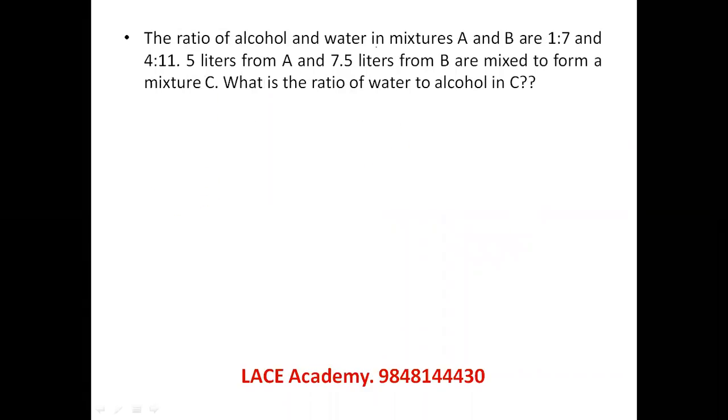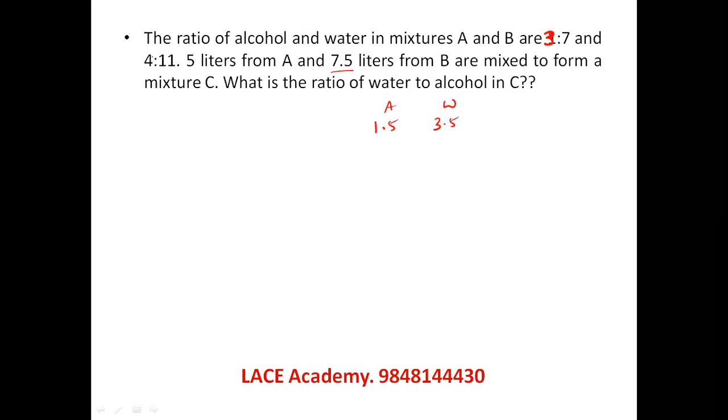The ratio of alcohol and water in mixtures A and B are 3:7 and 4:11. Sorry, 3:7 and 4:11. 5 liters from A. So from this 5 liters, total 10 parts are there. 5 liters by 10 parts means each part is half. So the 3:7 ratio and 5 liters will give 1.5 liters alcohol and 3.5 liters water.